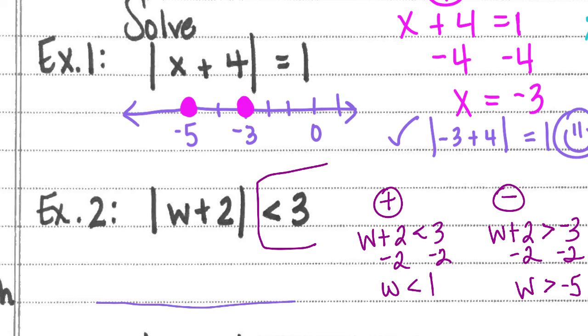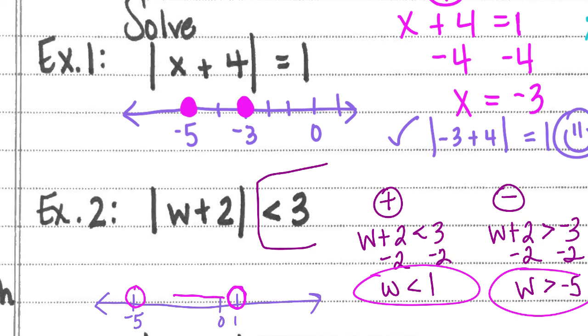So let's graph this. I have a negative 5. And hopefully you know that is to the left of the 1. Because W is less than 1, I'm going to have an open circle going to the left, this way. And because W is greater than negative 5, I'm going to have an open circle going this way. So notice this one connects. So if I wanted to, I could check a number right smack dab in the middle. Let's check this 0 because I love checking zeros. 0 plus 2, yeah, that is less than 3 for sure.